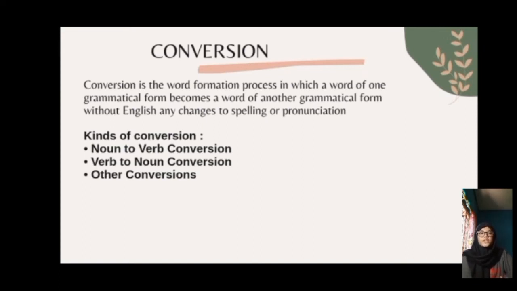The third, other conversions. Other conversions also occur, although less frequently, to and from other grammatical forms. For example, adjective to verb. The example is green, to become green. And then prepositions to noun, there is up and down. Example, the ups and downs of life. Next, conjunction to noun. There is if and but. Example, no ifs, ands, or buts.